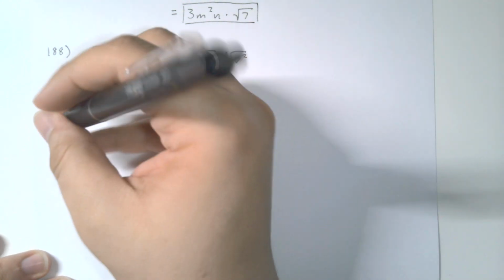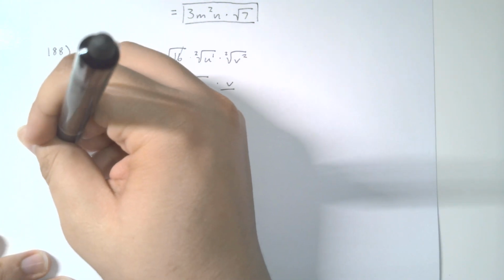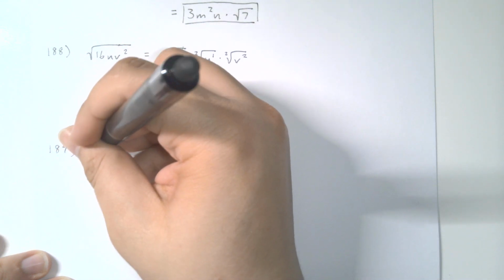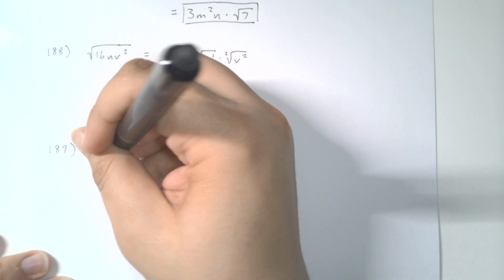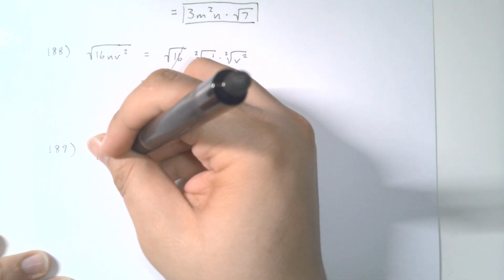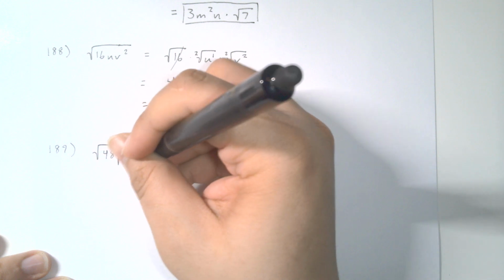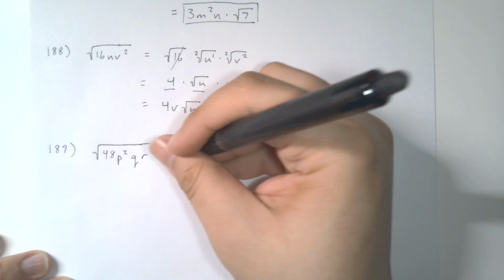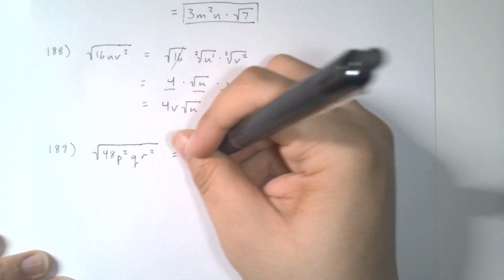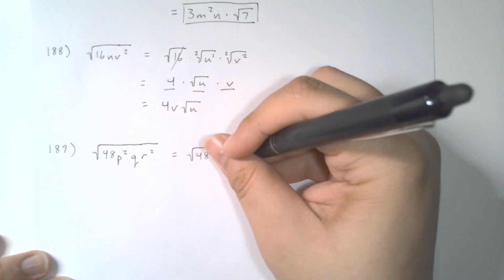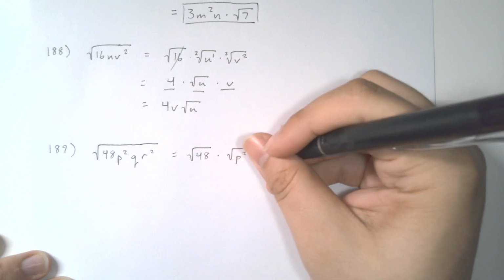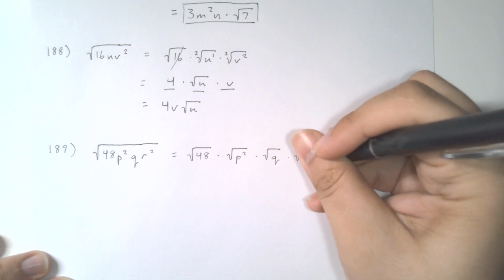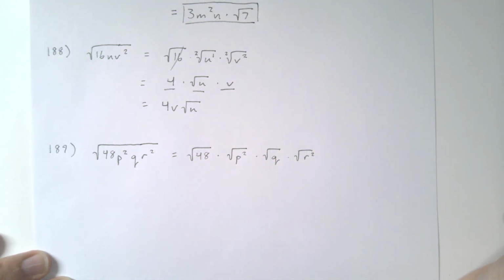And now for our last 4. So our last 4 have 3 variables each, but it doesn't get any harder. We have the square root of 48 times p squared times q times r squared. We break this up as the square root of 48 times the square root of p squared times the square root of q times the square root of r squared.